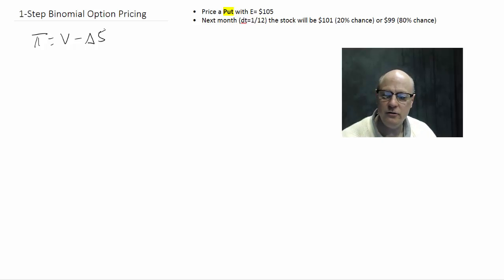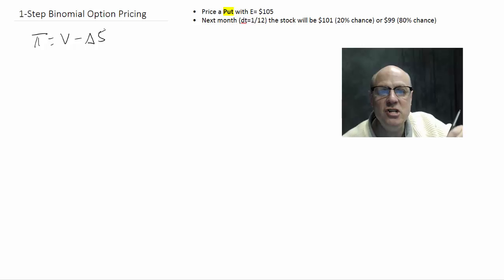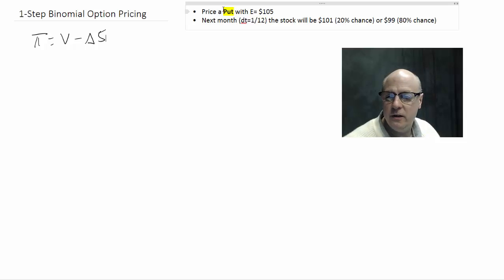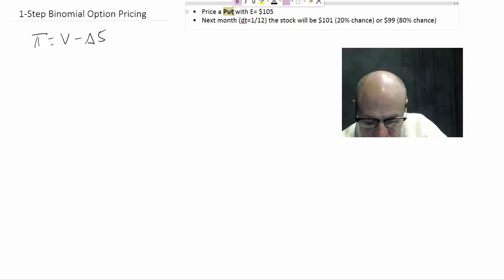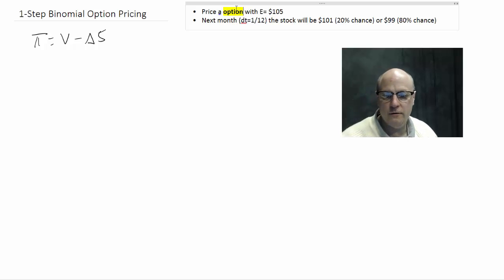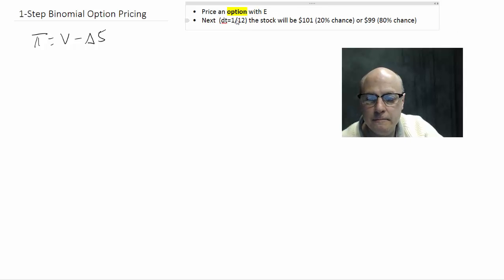We're going to do the same thing, but I want to do this very much in general. So I want it to work for any option. So let's change this then. It's going to be price, let's just change this to option. So this should work for whatever. And with an exercise price, we'll just have an exercise price. We're not going to specify that. We're not going to say next month. We're just going to do a time step of dt.